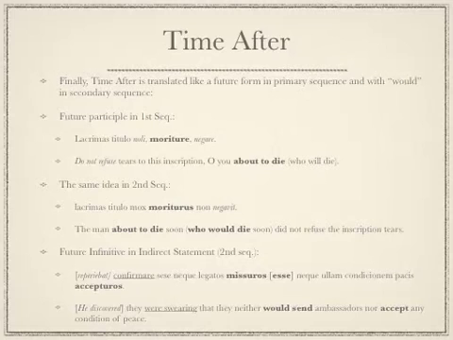This is the future participle. You can translate it about to, or you can use will in primary sequence and would in secondary sequence. So here, do not refuse tears to the inscription, O you who are about to die, O you who will die. Or if we translate this, we turn this into a secondary sequence idea. The man who was about to die soon, or who would die soon, did not deny tears to the inscription.